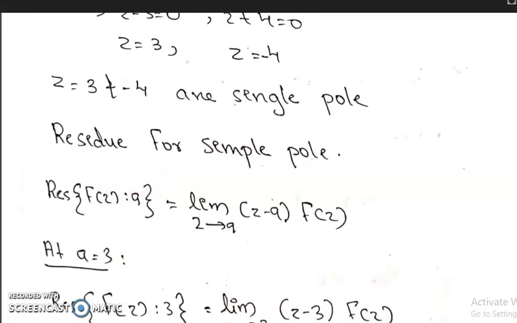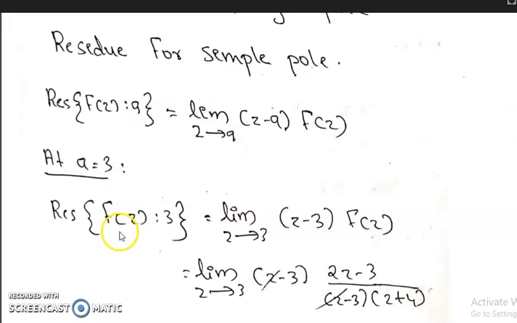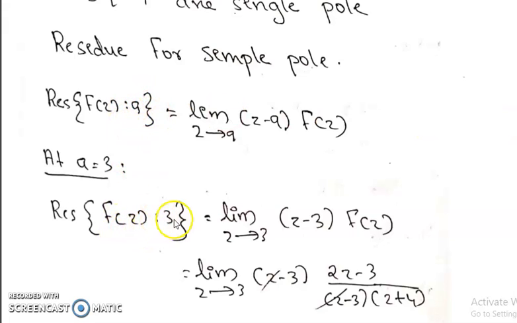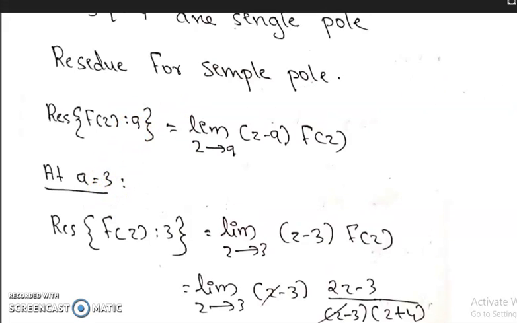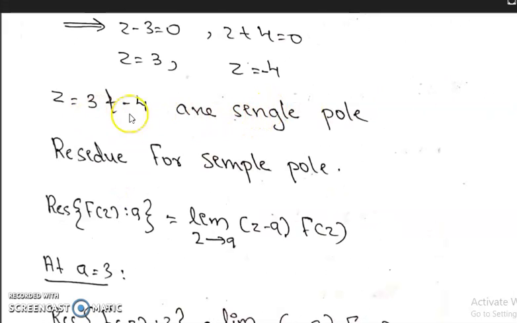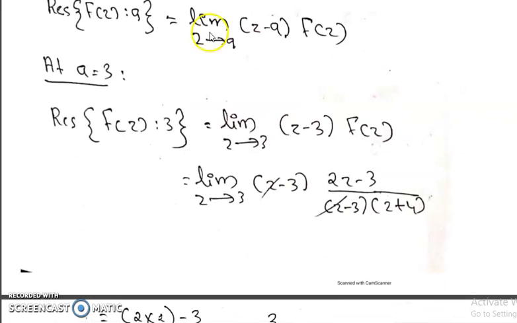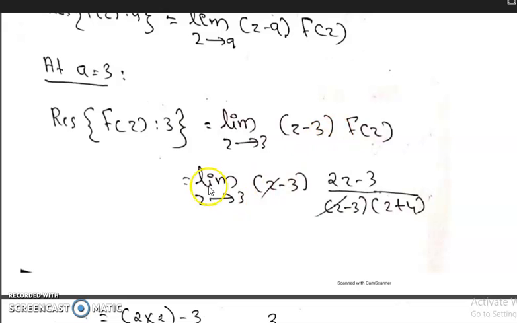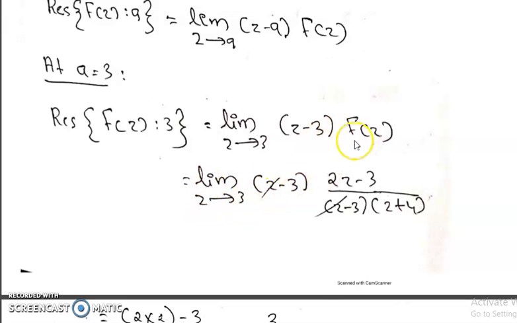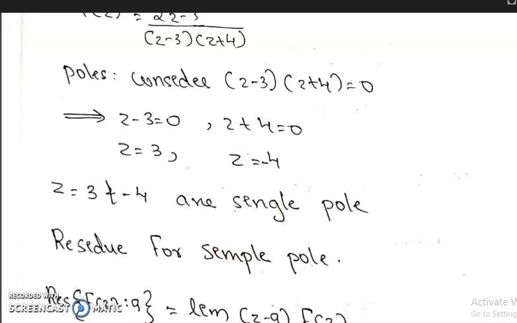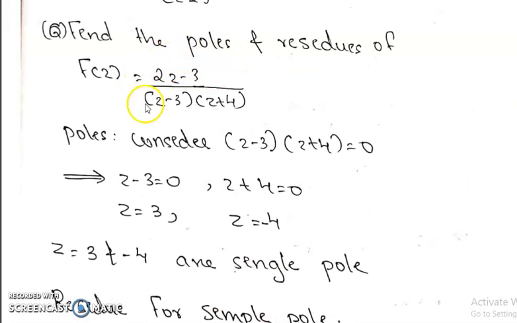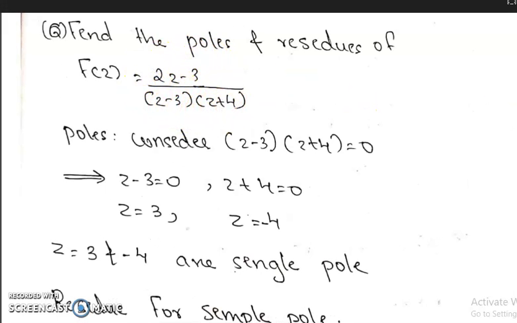Let us consider the residue equation. Instead of A, you substitute 3, because we are finding the residues at the poles. What are the poles? 3 and -4. So, let us substitute 3: limit z tends to 3 of (z - 3) f(z). What is f(z)? f(z) is our question: (2z - 3)/((z - 3)(z + 4)).